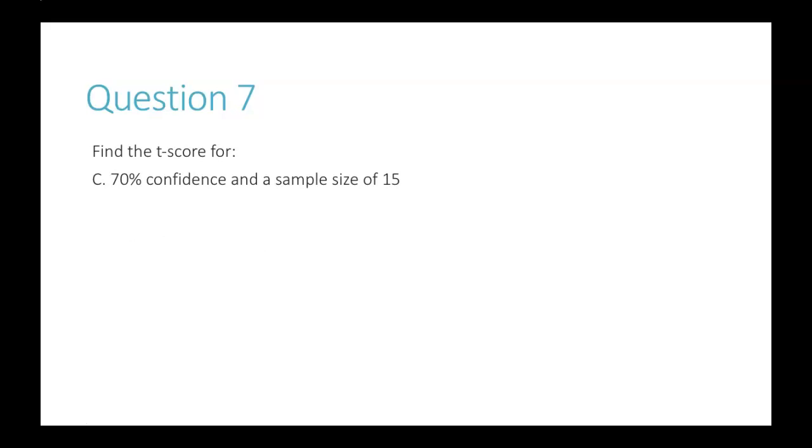Now the last part, 70% confidence and a sample size of 15. So, we've been finding our degrees of freedom first, right? n minus 1. Our n in this case is 15. So if we do 15 minus 1, we will have a degrees of freedom of 14. Now we need to find the area in the upper tail. Alpha divided by 2. Right? Our alpha is 0.3. We get that by taking 1 minus 0.70. So 0.3 divided by 2 gets you an area in the upper tail of 0.150. So if we look at our degrees of freedom of 14 and our area in the upper tail of 0.150, you get a t-score of 1.076.